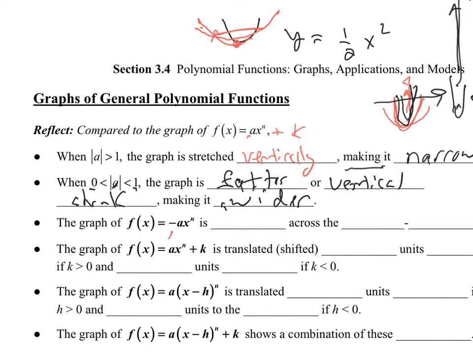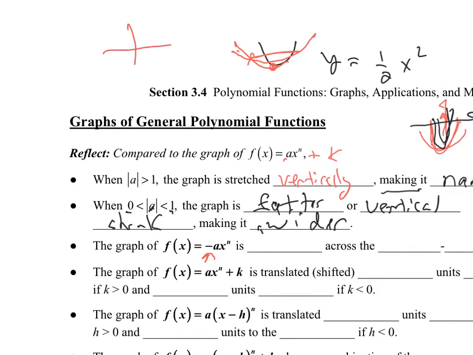Now, if we put a negative in front of a and there's no absolute value, you have to realize that whenever I put a negative in front of anything, it causes it to flip over the x-axis. So we call that a reflection. It's reflected across the x-axis. And that's if I put a negative in front. Every one of those pictures we saw on the other page, every one, okay?